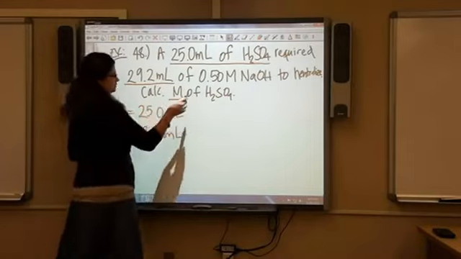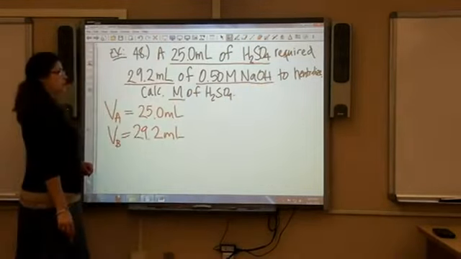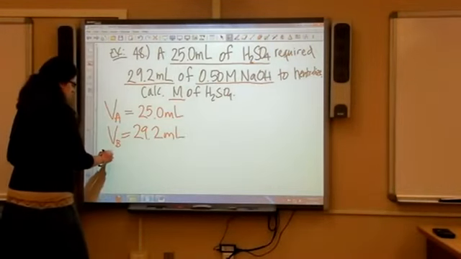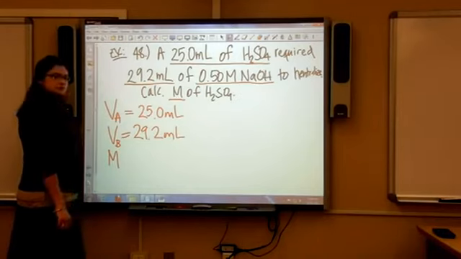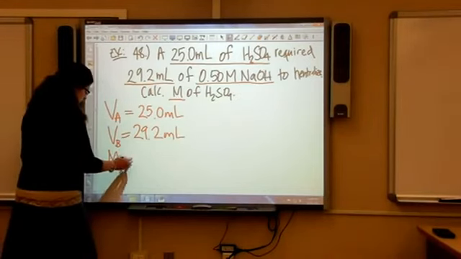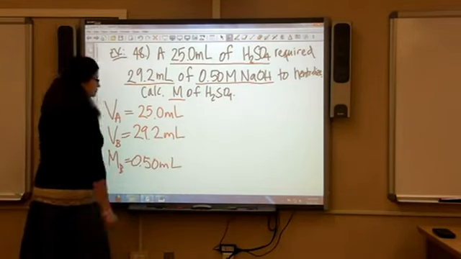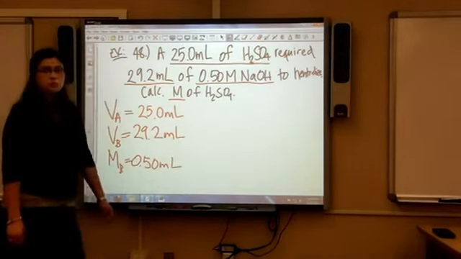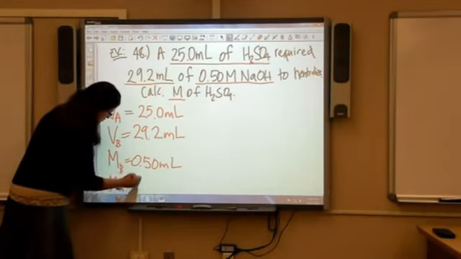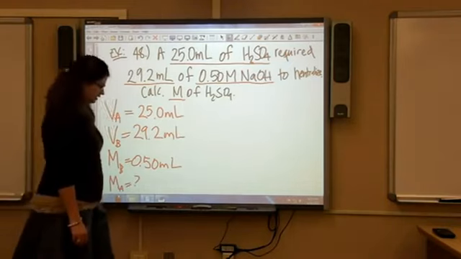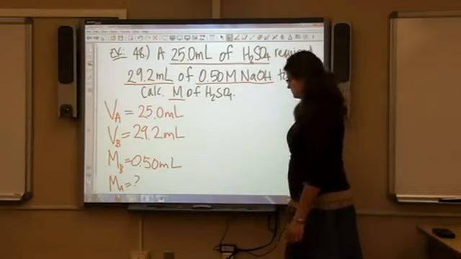And that required 0.5 molar NaOH. So here we have the molarity. But is that of an acid or a base? Well, that's the base. So we can write that down. And now my question wants me to find the molarity of H2SO4, which is the acid. Now, this is kind of tricky. That's why I picked this problem.